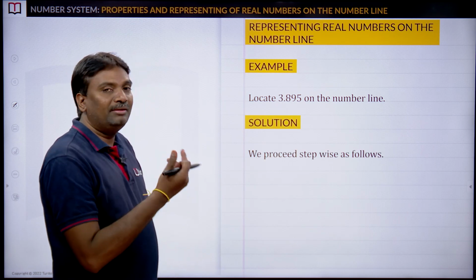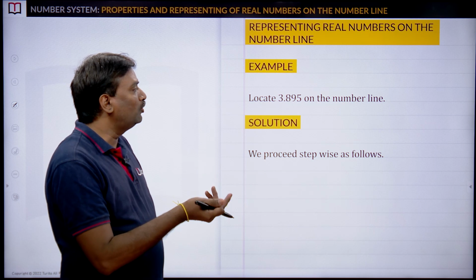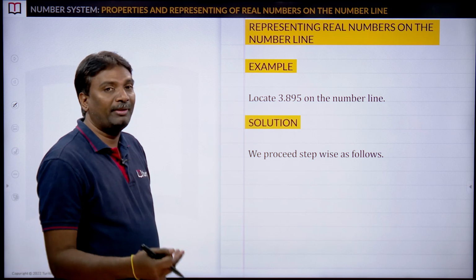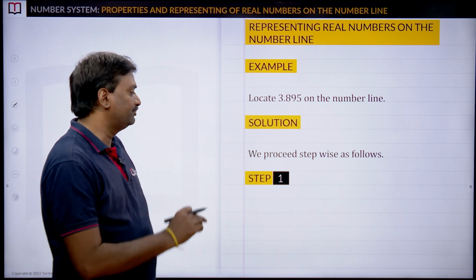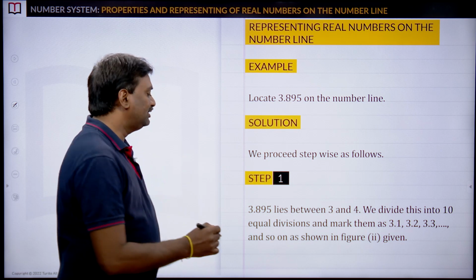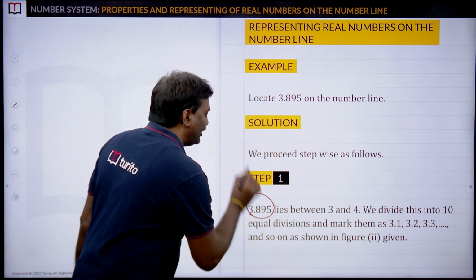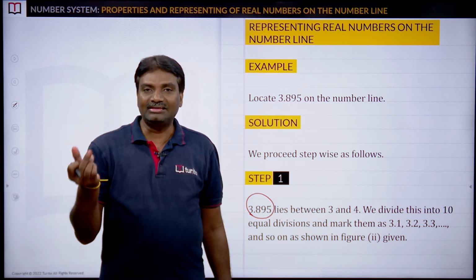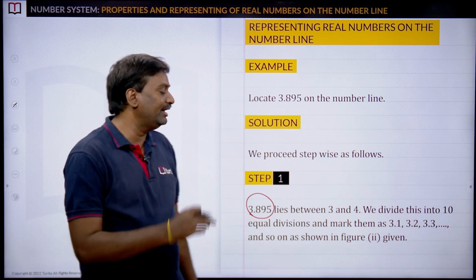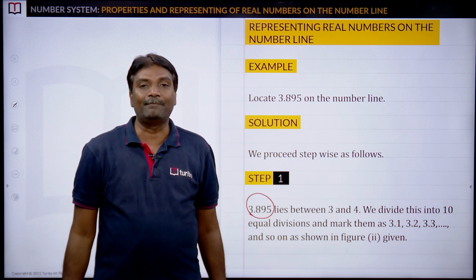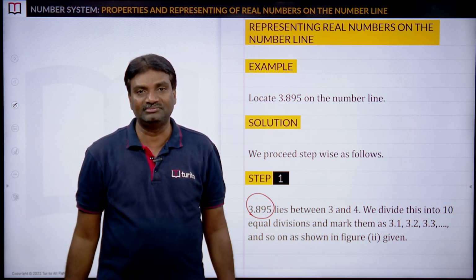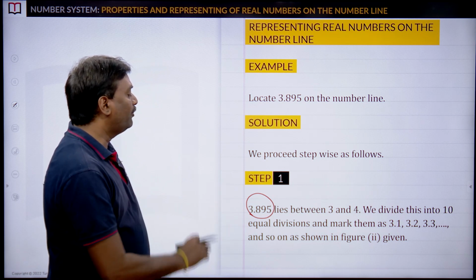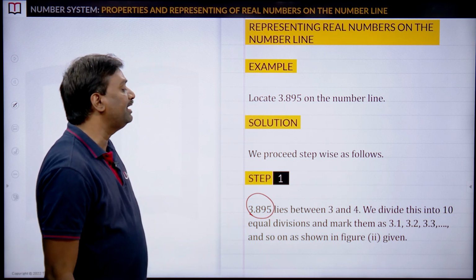We can denote the given real number 3.895 on the real number line by following these steps. Step 1: by observing the number 3.895, everyone can say that the number lies between 3 and 4 on the real number line. 3.895 is a real number, and we know it lies between 3 and 4.